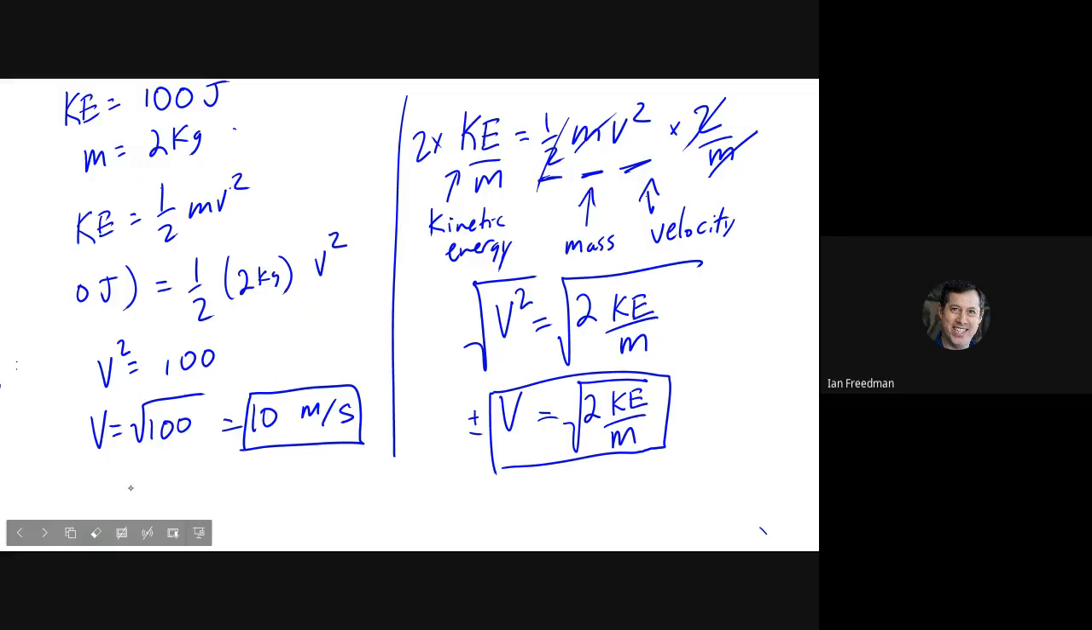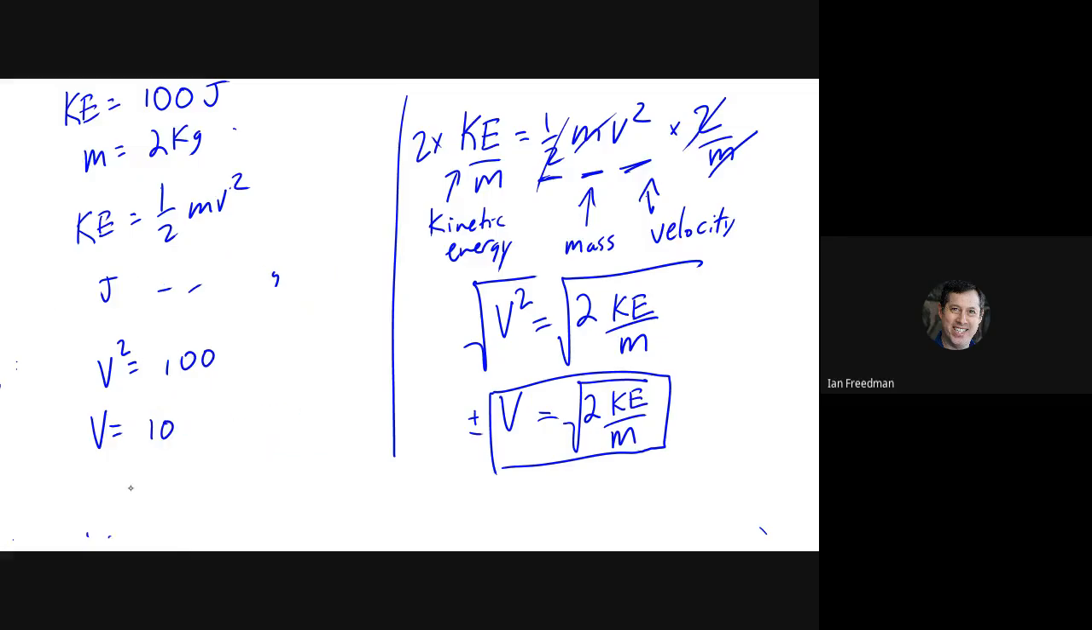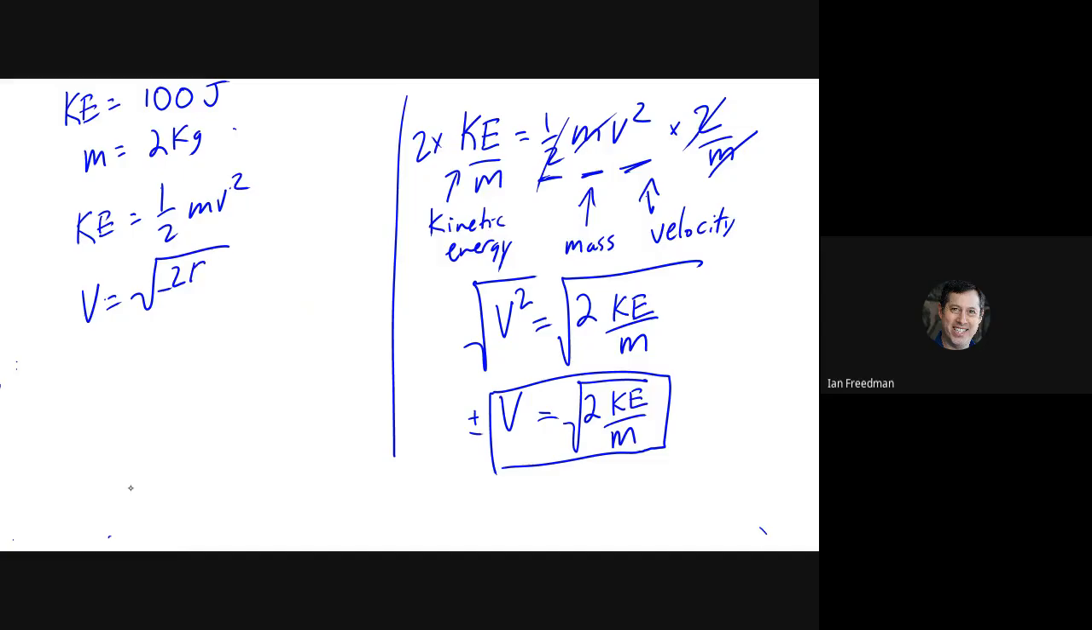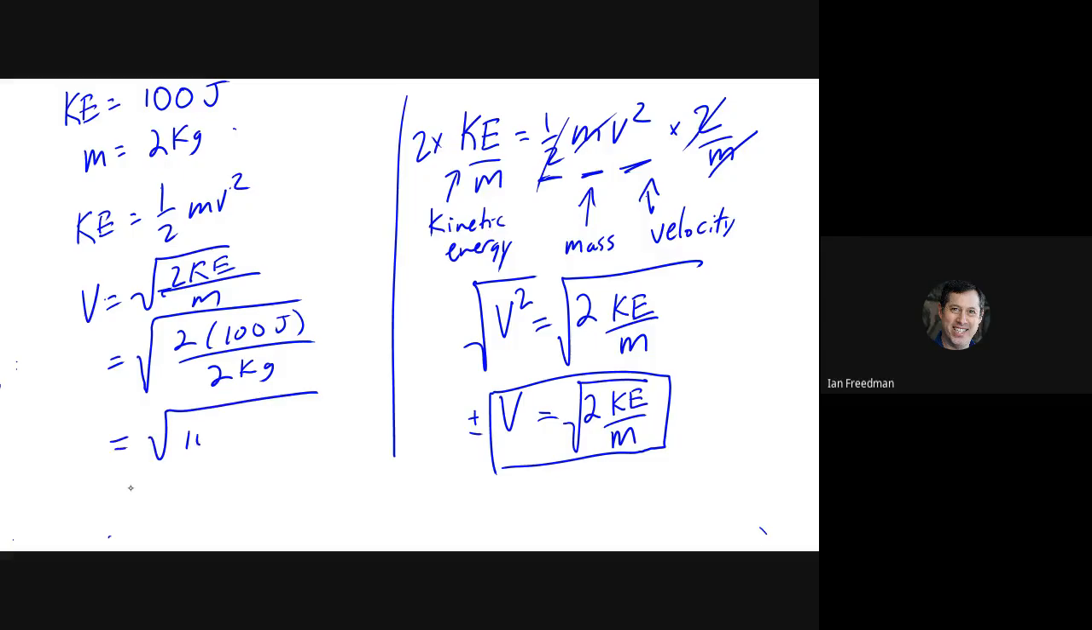So you could take what we did already and say v is equal to the square root of 2KE over m. And then you could do your substituting there as well. Doesn't matter which way you do. 2 times 100 joules. It does matter that you do your units in there. So that's the square root of 100, which is going to be 10 meters per second.